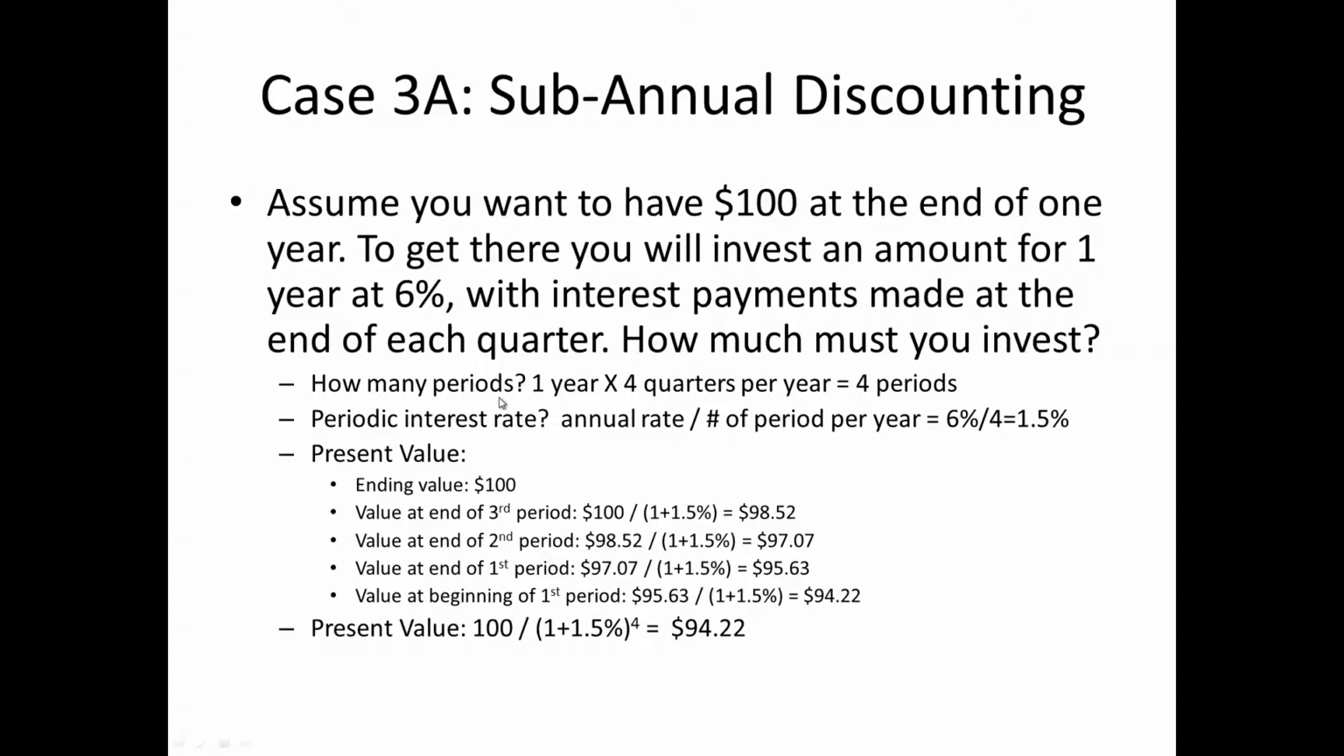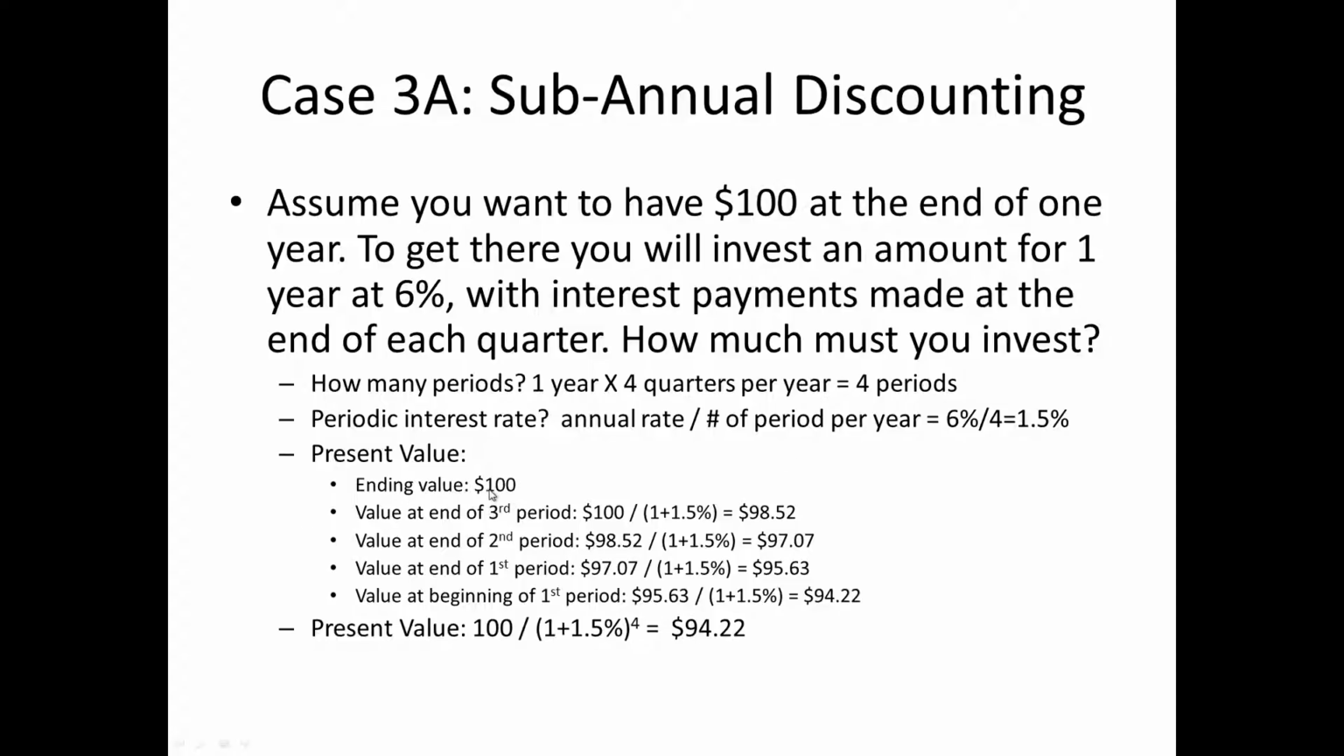Let's see, starting just like we did with subannual on the future value, how many periods do I have? I have 1 year, and there are 4 periods in the year, so I have 4 periods. What's my periodic interest rate? It's my nominal annual rate, which is 6%, divided by the number of periods in a year, which is 4, so it's 1.5% each period, so each quarter.